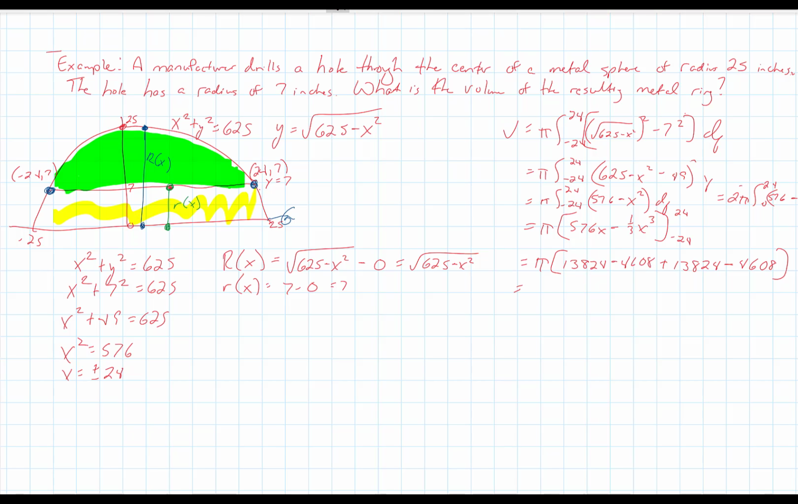And so combining all of that, I end up with 18,432 pi units cubed. Or sorry, inches cubed, because we actually have our inches here. And you should get the same result if you do that as 2 times the integral from 0 to 24.